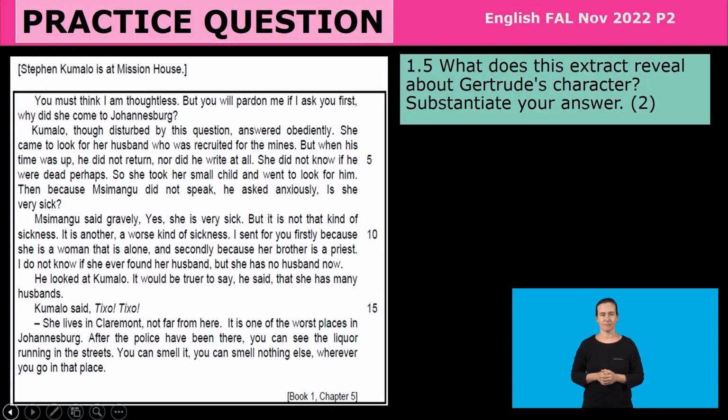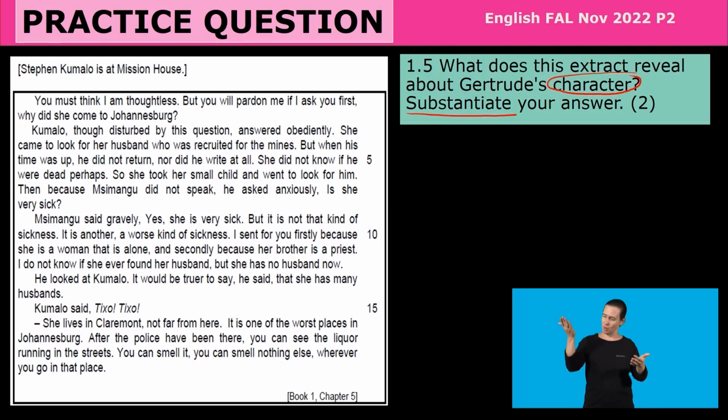Okay, let's go on to question 1.5. What does this extract reveal about Gertrude's character? Substantiate your answer. Now remember, this extract says something about Gertrude, what kind of person she is, all right? Remember her character, who she is, how she carries herself, how she displays. And then you have to substantiate, which means you have to give reasons why you are saying that. So you need to find that response given in the text.